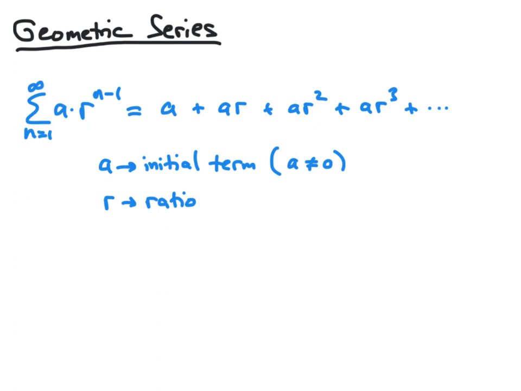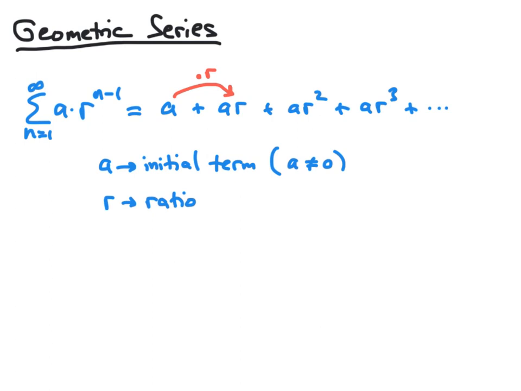a times r to the n minus 1 power, where a and r are just two real numbers and a is not 0. If we were to write out the first several terms of this series, starting with n equal 1, we would get the terms a, a times r, a times r squared, and a times r cubed. And then, of course, the series will be the sum of all terms of this form. Notice that the key property of a geometric series is that to go from one term to the next, we end up multiplying by the number r.